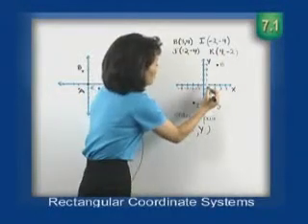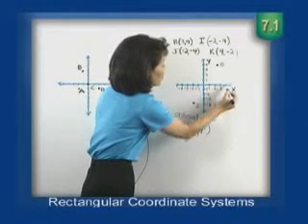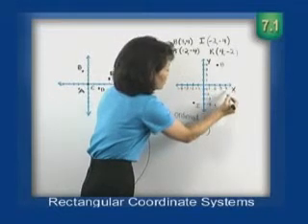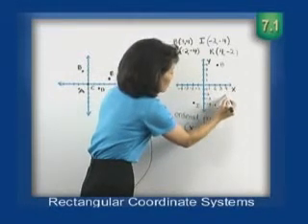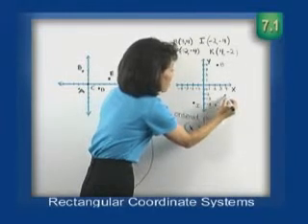Finally, I have one last point to graph, and that is K at 4, -2. So what does that mean? We go over 4, 1, 2, 3, 4, and then down -2, 1, 2. So there's finally our last point, K.